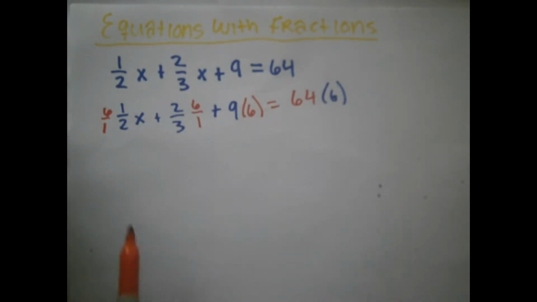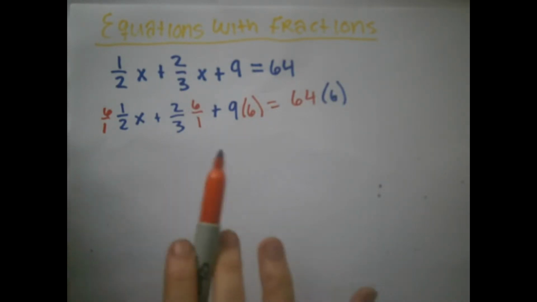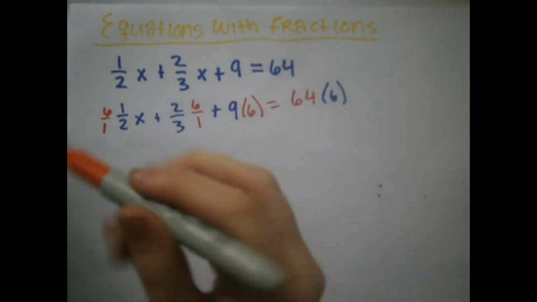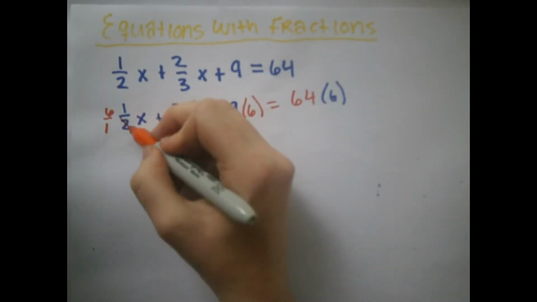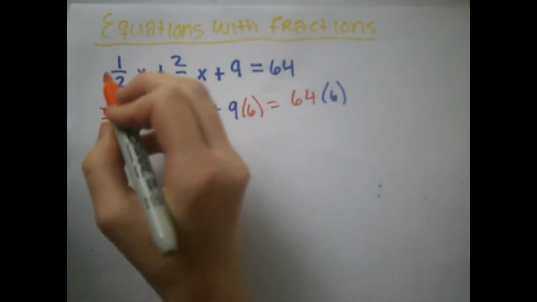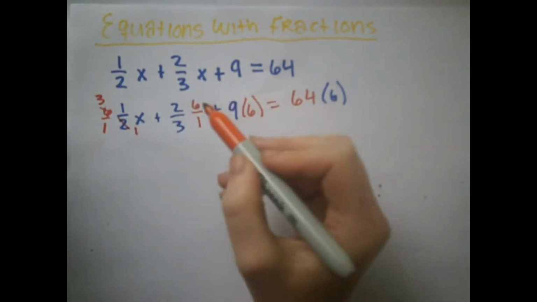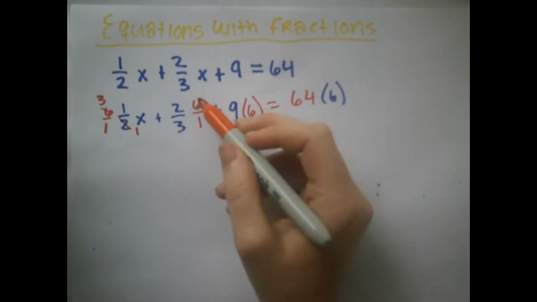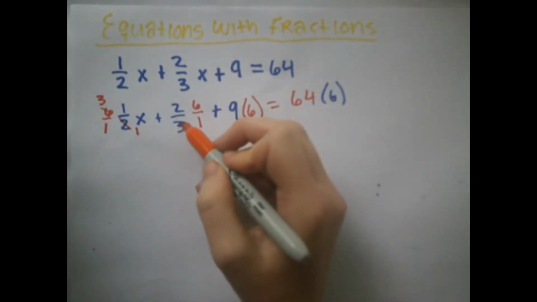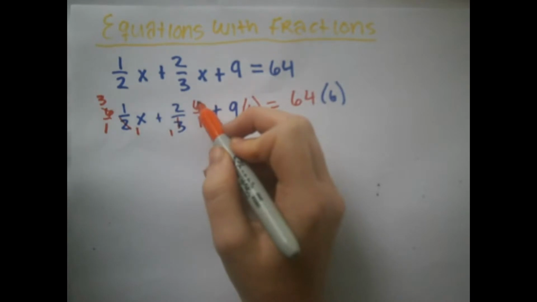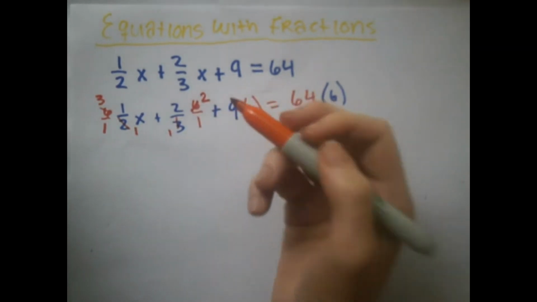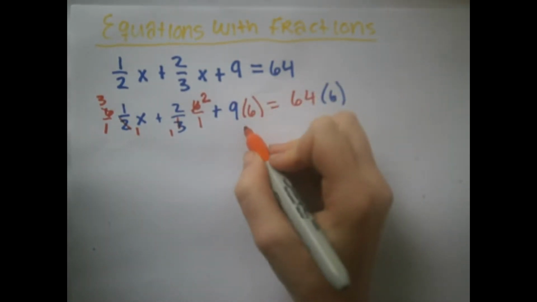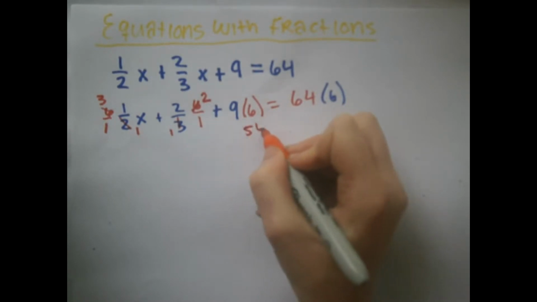So over here, 6 over 1 times 1/2. What we can do is cross cancel. So our 2 can go in our 6 three times. That'll be 1 with a 3 left over. And over here, our 3 and 6 cancel out, right? So 3 can go into 6 twice. And we have a 2 left over. And over here, 9 times 6 is 54.